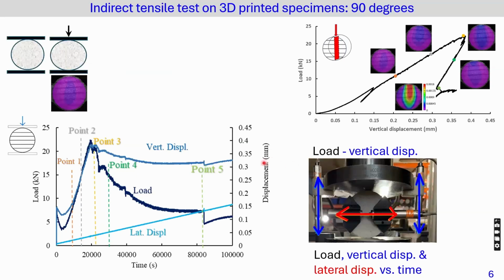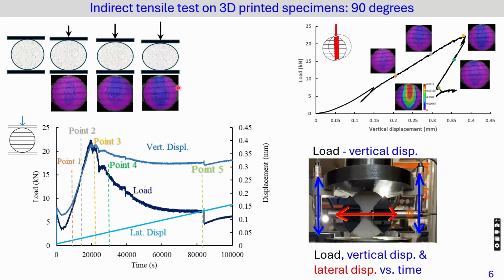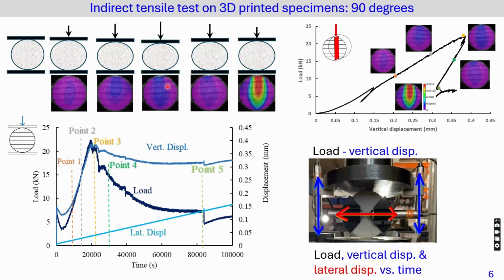If we go deeper to observe the testing behavior, the figure on the top left shows the specimen deformation with DIC contour images under loading. The figure at the top right shows the evolution of vertical displacement and lateral displacement versus time. Also, the setup of the specimen is displayed in the bottom right for better illustration.